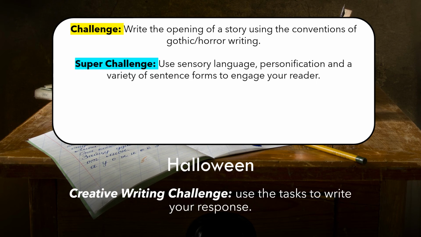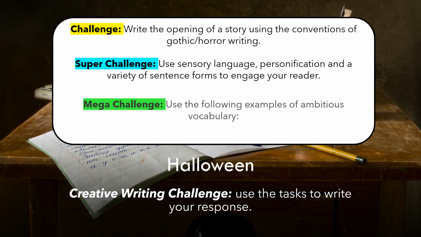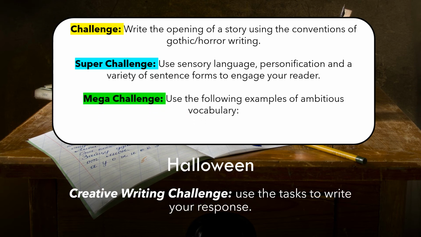The next one, use sensory language, personification and a variety of sentence forms to engage your reader. And finally, use the following examples of ambitious vocabulary. So the ones we want to focus on in this video are terrorize, monstrosity and fearfulness. Now, using an ambitious vocabulary, using bigger words than we'd normally use in our day-to-day lives, is going to get us a few extra marks. So if you're actually doing this in preparation for a GCSE exam or you're doing a little bit of revision, this is really going to help you in regards to that.